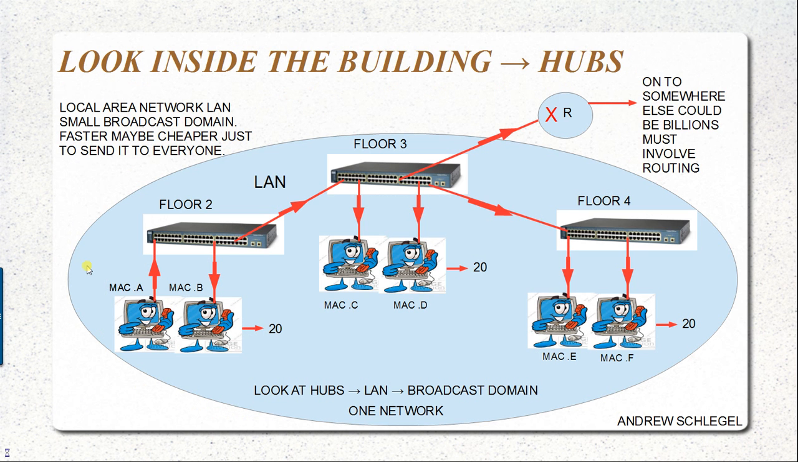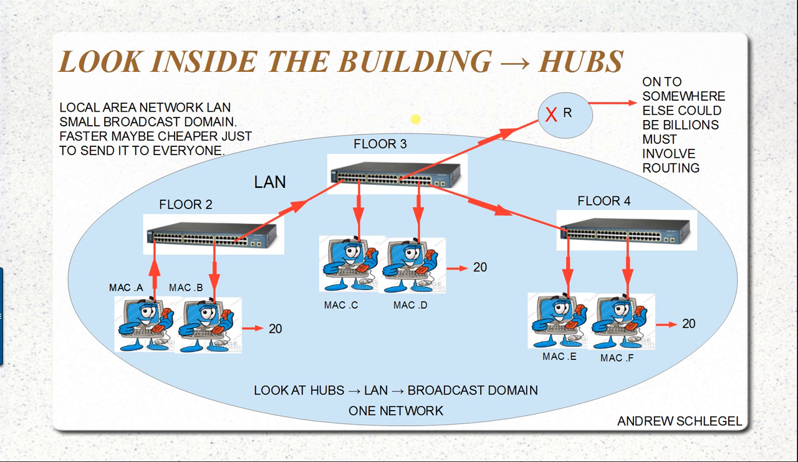This is an example of a LAN using hubs. A local area network is just that. It's local, and it's generally a small broadcast domain, faster, maybe cheaper, just to send it to everyone than to actually do routing. So what exactly does that mean? Well, you have to think first. It's hard to present this material in some ways because now they have layer 3 switches that actually do routing, but the CCNA doesn't cover that.